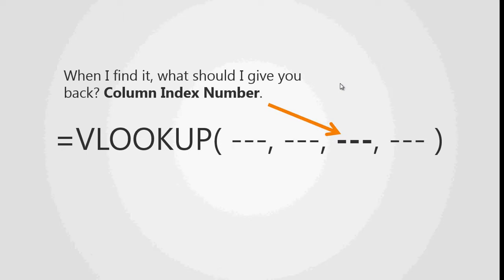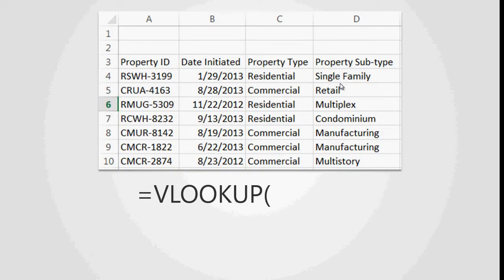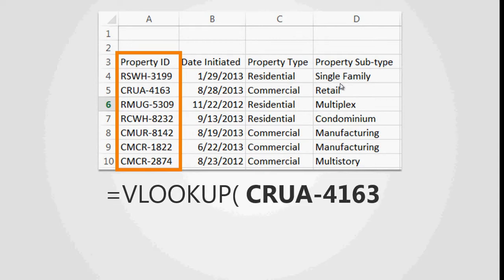So let's see this in an actual example here. If I were looking at a table like this, I might need to find a specific property. So as you can see here, first column is the ID number of the property. The second column is the date that we started up on this property. The third column is what type of property is it. And the fourth column is what subtype of property is it. Now, if I told you that I knew that you were looking in that first column for, let's say, CRUA 4163, for example, you guys can look in that table.